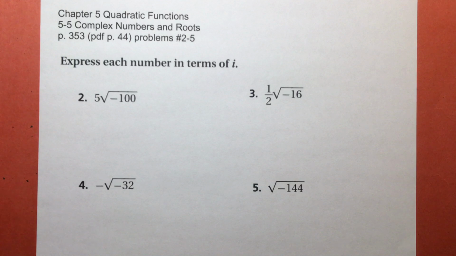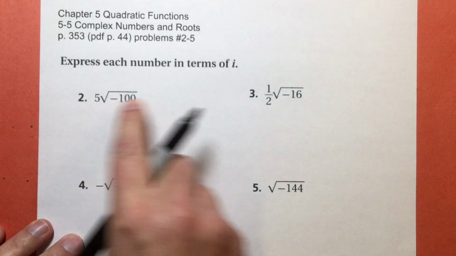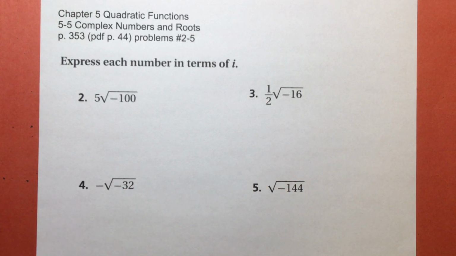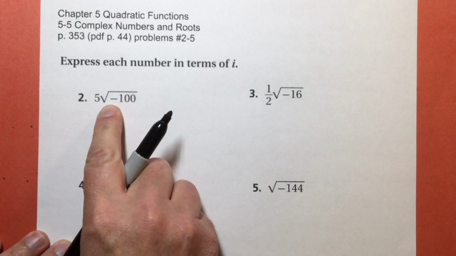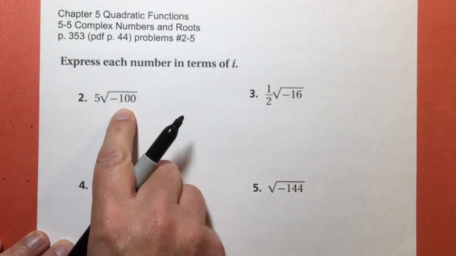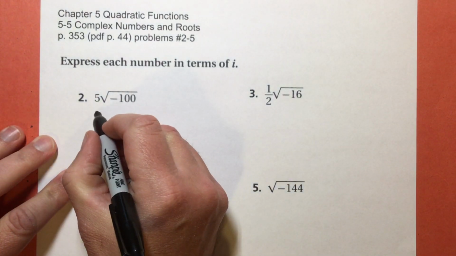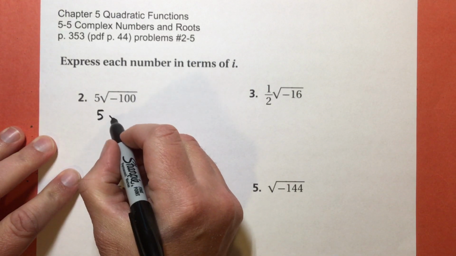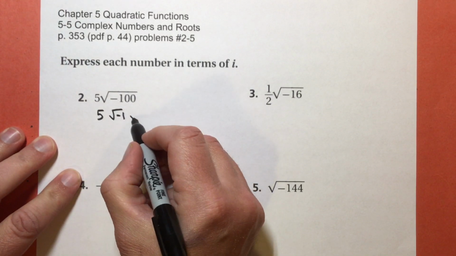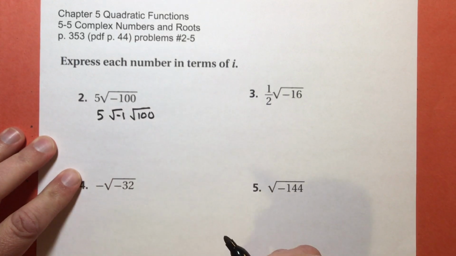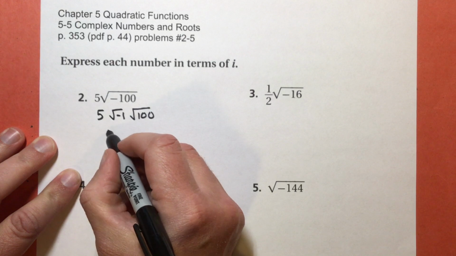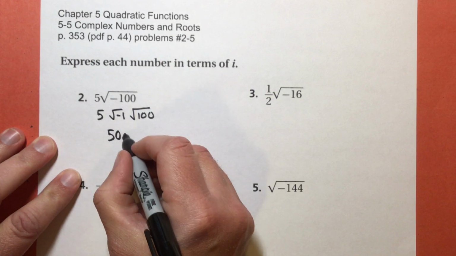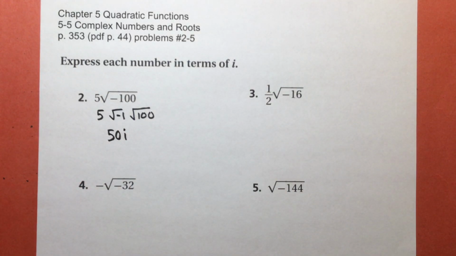All right, we're going to express each of these numbers in terms of I. So I've got negatives under each of the radicals. That's going to be -1 times 100. So I'm going to take the square root of -1 and get I, and then I'll take the square root of 100. So the 5 is here. The square root of -1 is I, and the square root of 100 equals 10. 5 times 10 is 50. Square root of -1 is I, so that is just 50I.